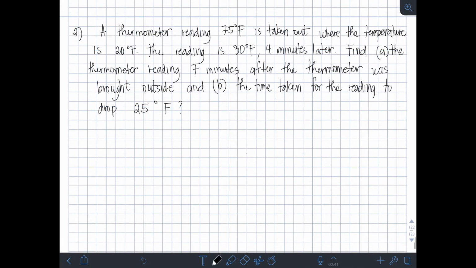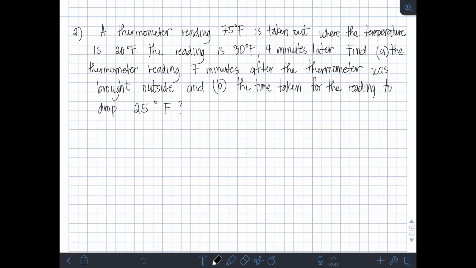Okay? Next, we have a thermometer reading 75 degrees Fahrenheit is taken out where the temperature is 20 degrees Fahrenheit. The reading is 30 degrees Fahrenheit 4 minutes later. Find A, the thermometer reading 7 minutes after the thermometer was brought outside, and B, the time taken for the reading to drop to 25 degrees Fahrenheit.